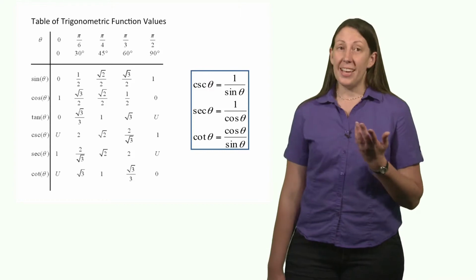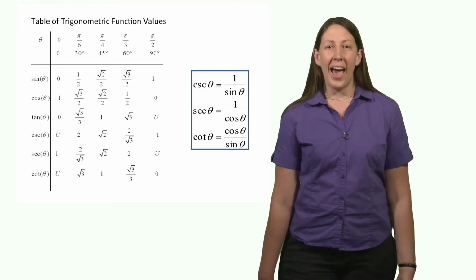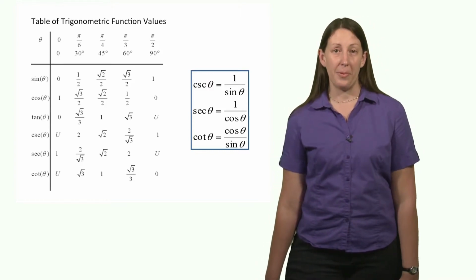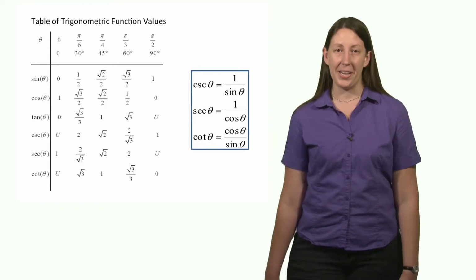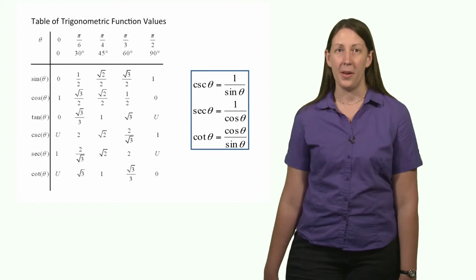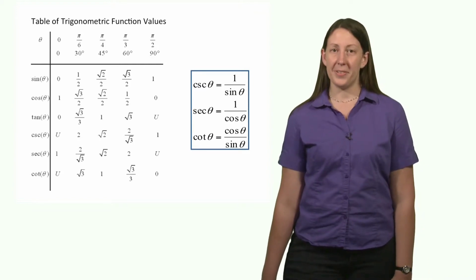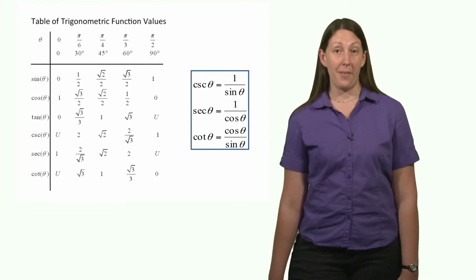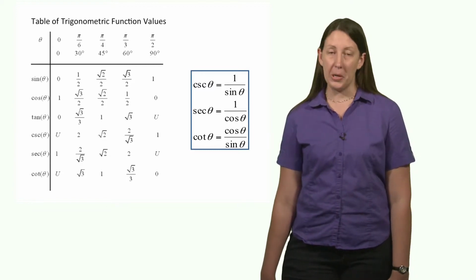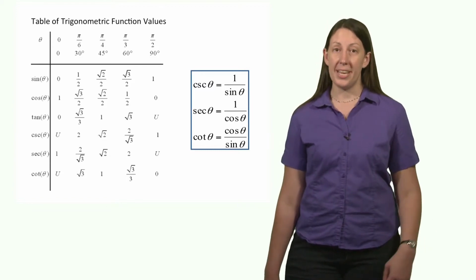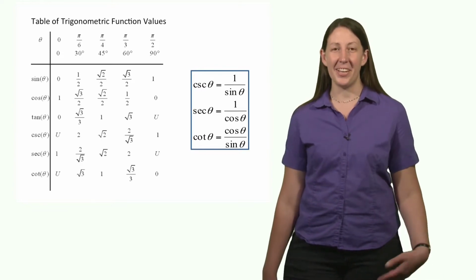Notice on this table I snuck in 3 extra functions. I haven't talked much about these 3 extra trigonometric functions because they're basically directly related to the ones you already know: sine, cosine, and tangent. The cosecant is 1 over sine, the secant of theta is 1 over cosine, and another trig function, the cotangent, is 1 over the tangent, or cosine over sine.